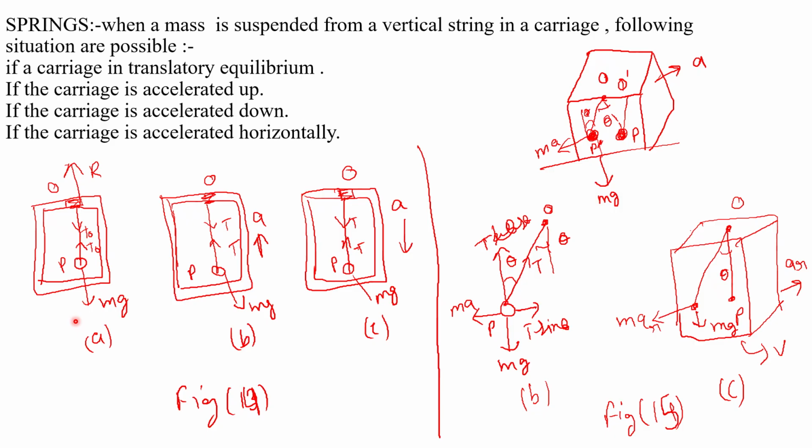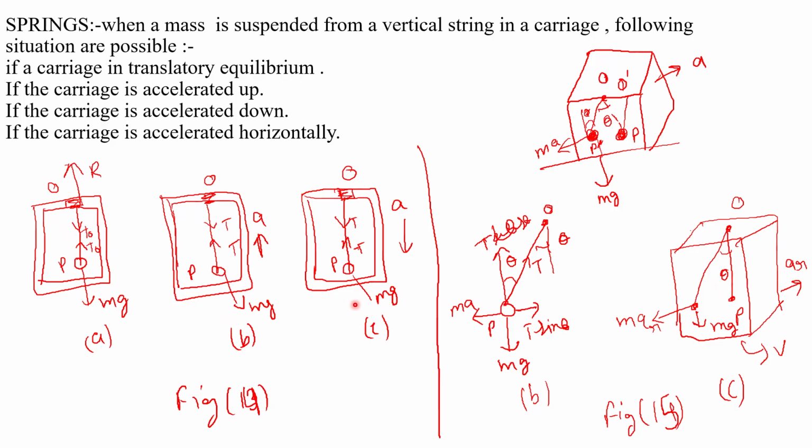Second, B. If the carriage is accelerated up, the mass m is not in equilibrium, but it has an upward acceleration a. So the upward force T must be greater than the downward force mg, such that T minus mg is equal to ma. So T is equal to mg plus ma. That is, tension in the string will be more than T0, and the string may break if acceleration is such that T is greater than the breaking strength.